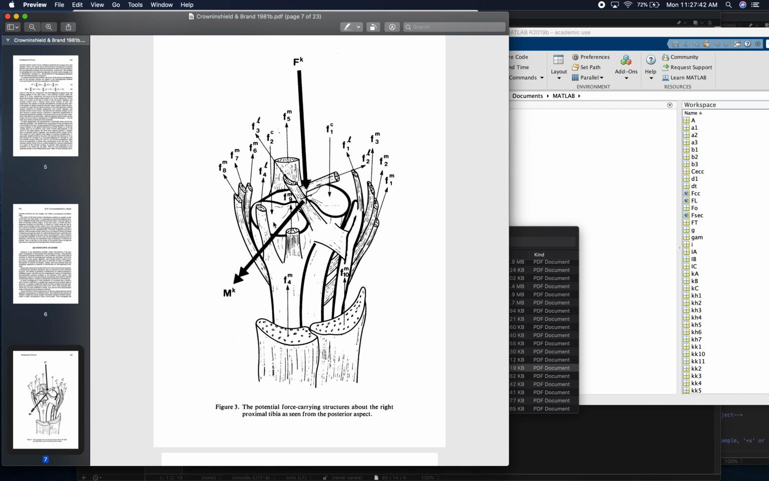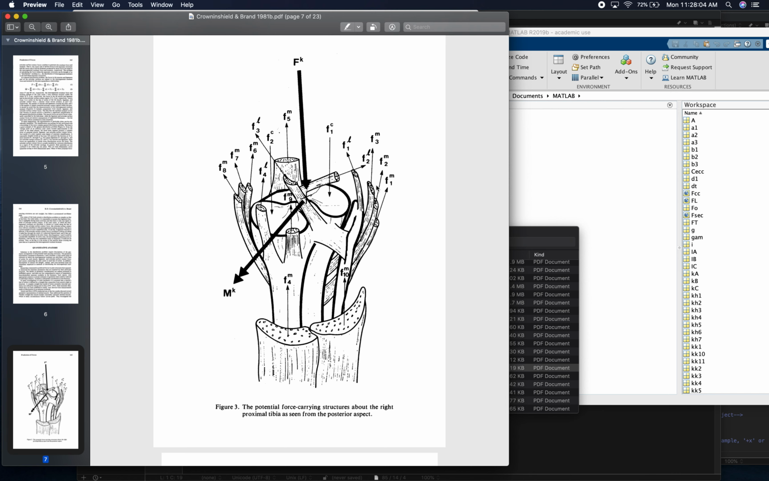And there's FC here, contact forces between the articular contacting surfaces of the joint. So muscle forces, ligament forces, contact forces. This Fk, this resultant force at the knee, would be the vector sum of all 16 of these little internal muscle, ligament, and contact forces.